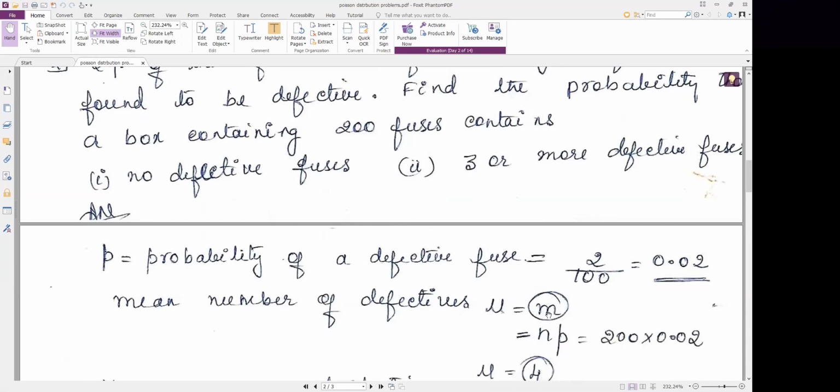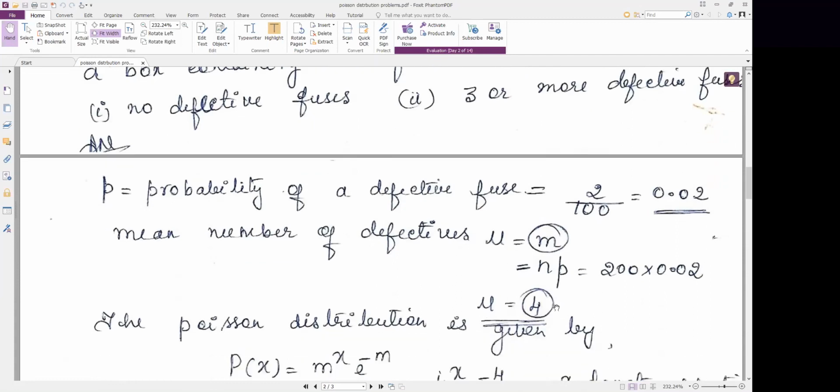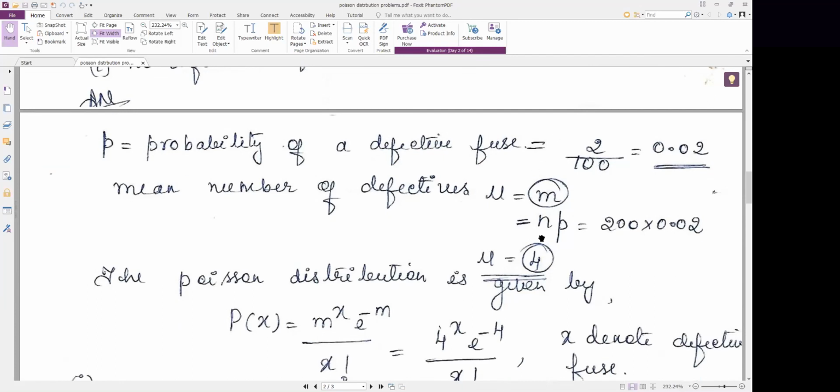Now in order to apply Poisson distribution, because there are 200 fuses, we need the m value. We know the formula, mean mu is equal to m. According to binomial distribution, mean mu is n into p, because binomial as well as Poisson are interconnected. When n tends to infinity, binomial distribution will convert to Poisson distribution, that is, when n is a very large value. Now here, n is quite large, n is 200. P we already know, the probability of a defective fuse, 0.02. Multiply this, and you will get mu equal to 4. Mu is nothing but m, so m is 4.